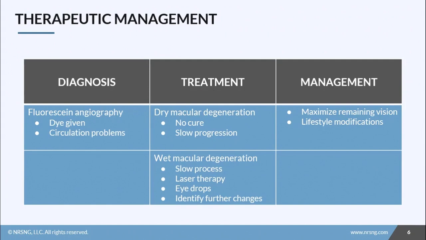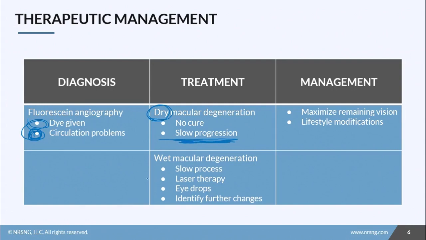Okay, guys, so let's look at therapeutic management really quick. So for diagnosis, providers can use fluorescein angiography, and this is when patients are given dye, which helps identify circulation problems within the retina. Treatment with dry macular degeneration, there is none. So there's no cure. So really, our treatment and management is just based on slowing the progression of the disease.